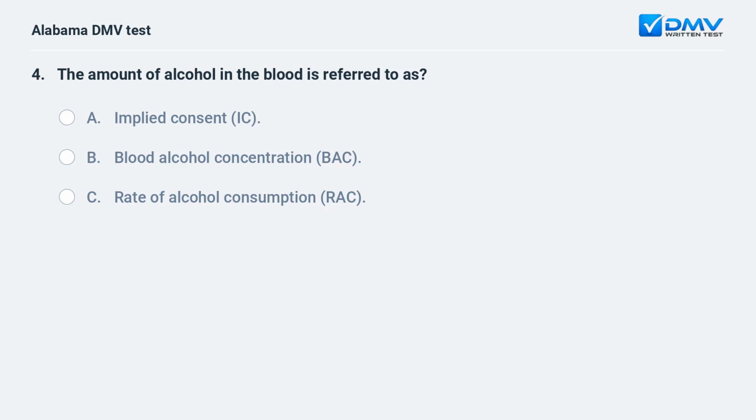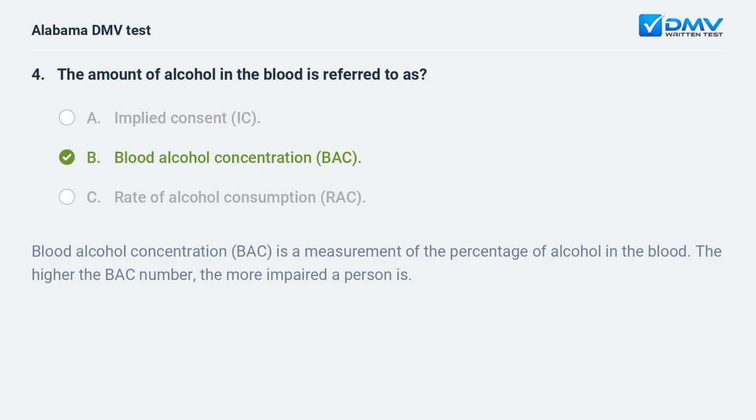The amount of alcohol in the blood is referred to as A. Implied consent (IC). B. Blood alcohol concentration (BAC). C. Rate of alcohol consumption (RAC). B. Blood alcohol concentration (BAC). Blood alcohol concentration (BAC) is a measurement of the percentage of alcohol in the blood. The higher the BAC number, the more impaired a person is.